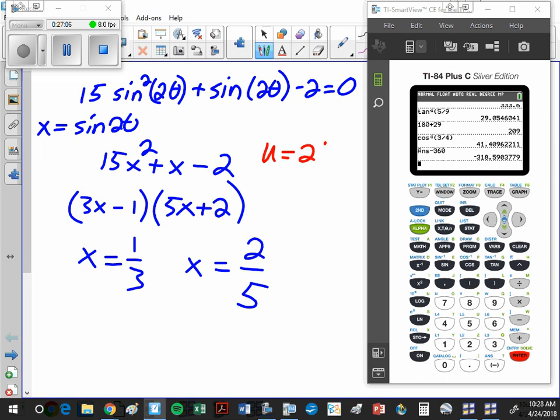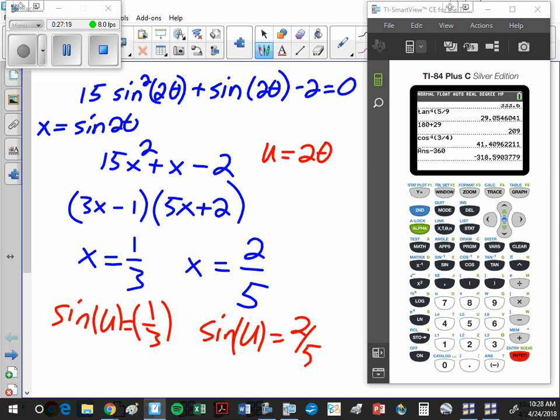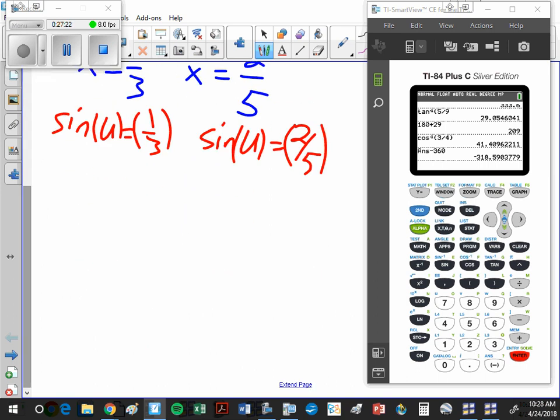So here's what I'm going to do. u is equal to 2 theta. So the sine of u is 1/3, or the sine of u is equal to 2/5. So we'll have to solve these separately. Where is the sine of u positive 1/3? 1 and 2. So here. Okay? So what angles can land right here and right here?